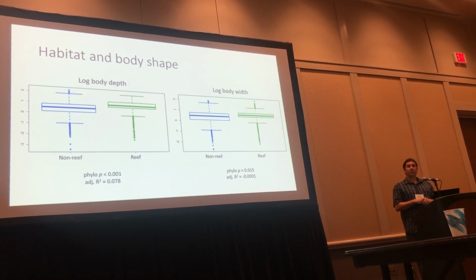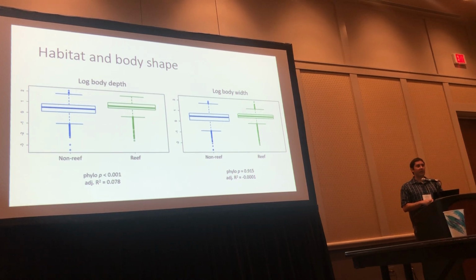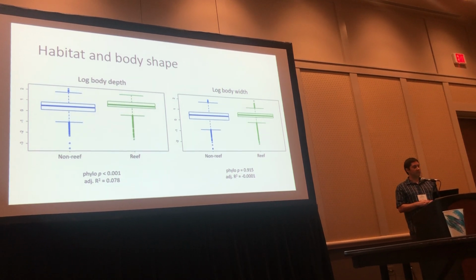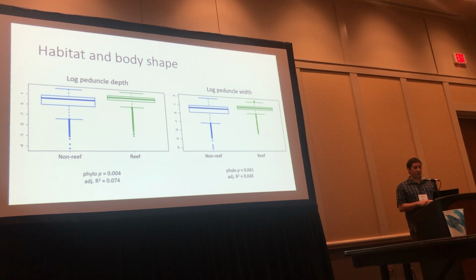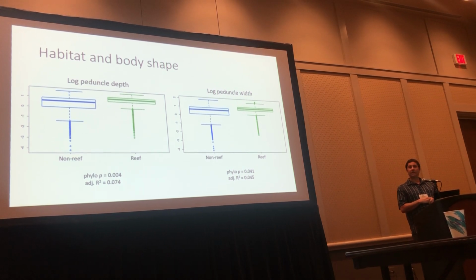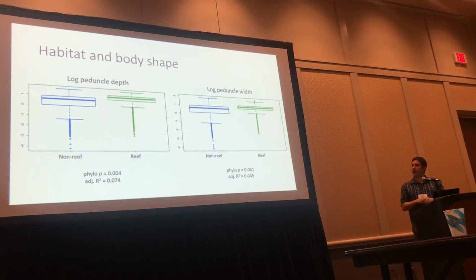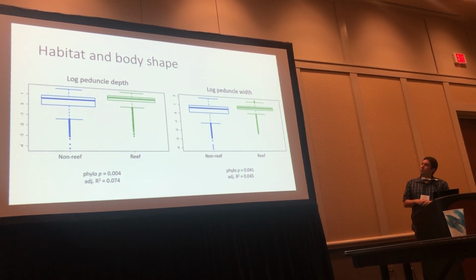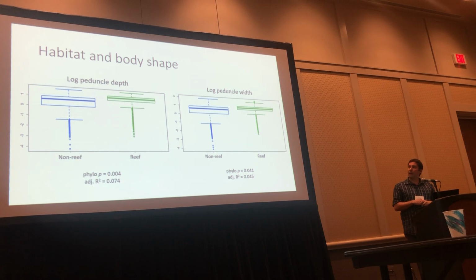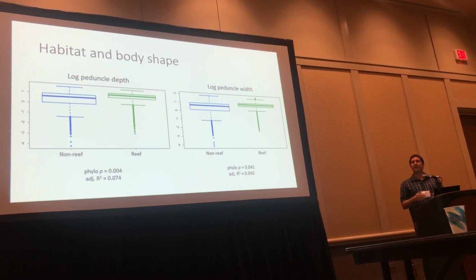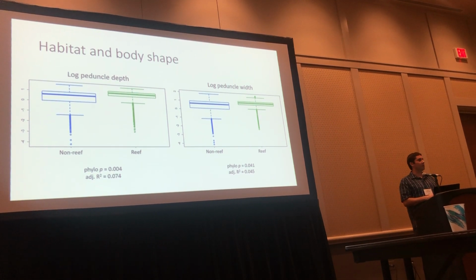Body width, we were a little bit surprised that that did not come out as significant, but we'll get back to that in a few seconds. Caudal peduncle depth and width, both of these variables came out as statistically different between our reef and our non-reef. And what we found is that our fish in simpler habitats have more narrow caudal peduncles altogether.